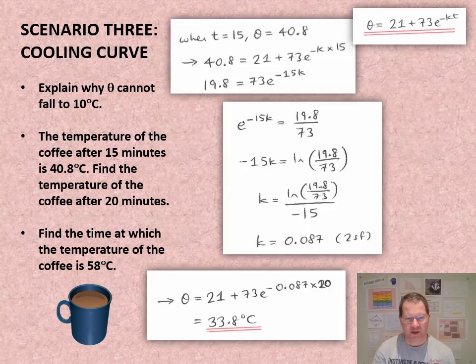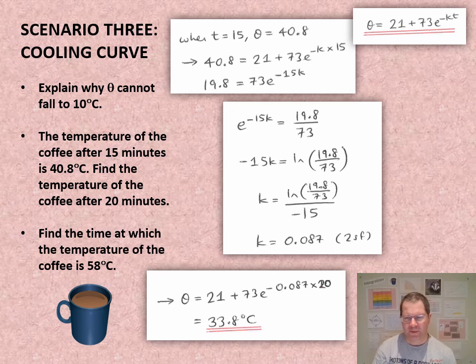So for the second part, the temperature of the coffee after 15 minutes is 40.8 degrees Celsius, while the temperature after 20 minutes. I'm going to spend most of this part of the question working out the value of k. So theta equals 21 plus 73 e to the minus kt. Substitute 15 for t, substitute 40.8 for theta, and that gives us 40.8 equals 21 plus 73 e to the minus k times 15. We can simplify that a bit by taking away the 21. We can divide by 73. We can take logs of both sides and divide by negative 15, and we get k as 0.087 to two significant figures.